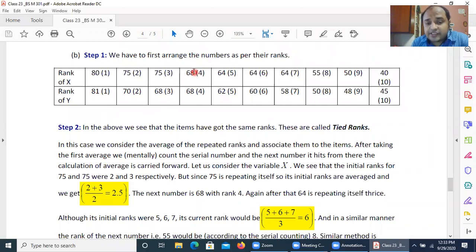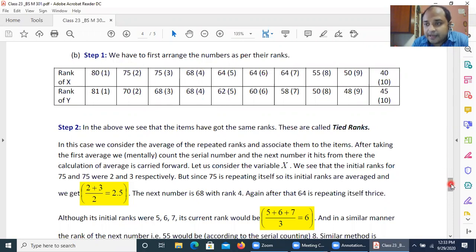The next number is 68, but 68 is the fourth number. Its rank will not be 3, its rank will be 4. But 64 is appearing thrice, in positions 5, 6, and 7. So 5, 6, and 7 will not be its rank. Its rank will be (5+6+7)/3, which is equal to 6. Similarly, if we go to rank Y, then you will see that 68 is appearing twice at third and fourth position. So we will take the average of these two, (3+4)/2.